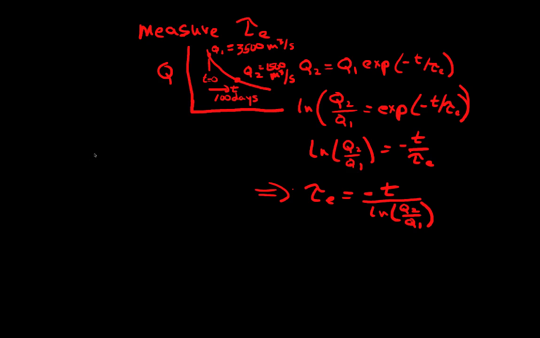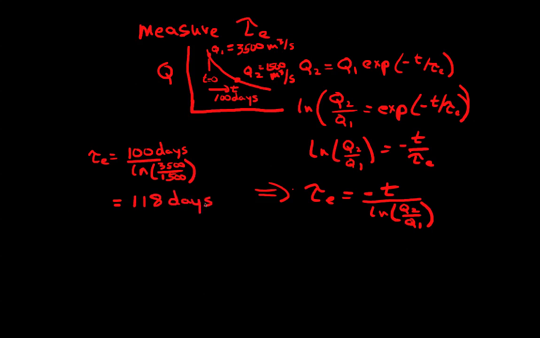Okay, so we have tau e is equal to 100 days divided by natural log of 3,500 over 1,500. Plug that into our calculator, and we're going to come up with 118 days.